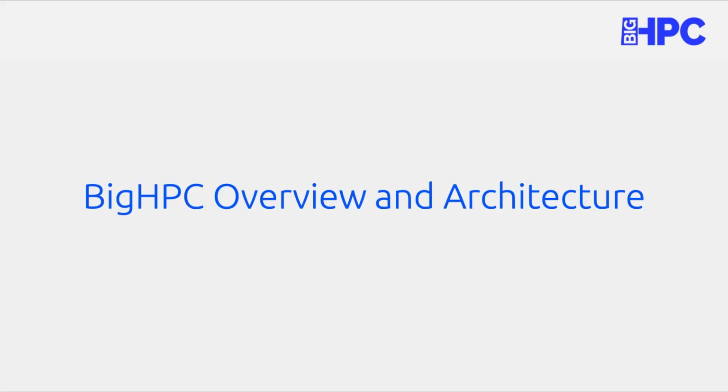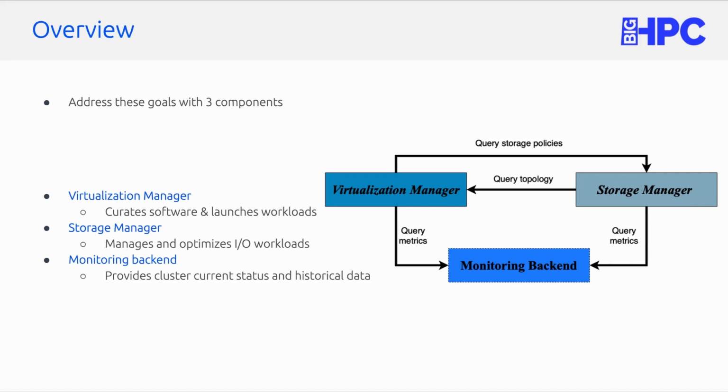BigHPC overview and architecture. The BigHPC project intends to solve the identified challenge and achieve the proposed goals, resorting to three main components: a virtualization manager responsible for storing, curating, and managing the container files to deploy, and also responsible for launching them in the cluster if there are available resources; a storage manager that will keep track of I/O requests being made to the shared storage resources, for example, the shared parallel file system, and enforce QoS policies to improve I/O performance for applications using such resources.